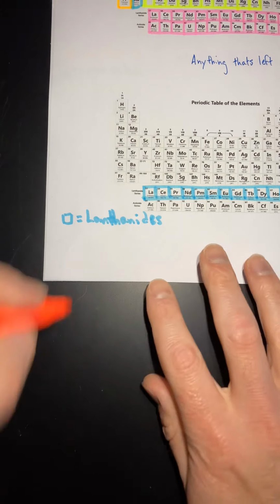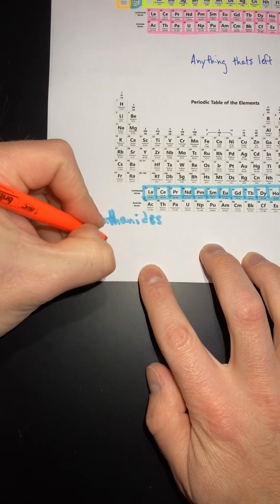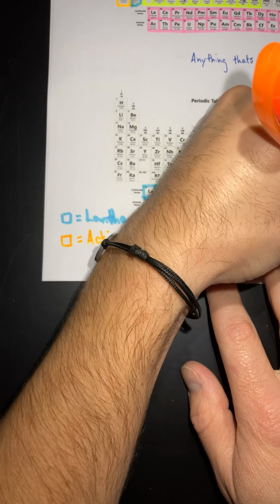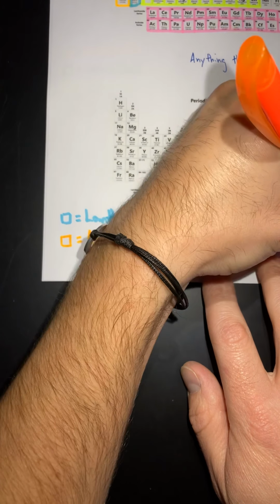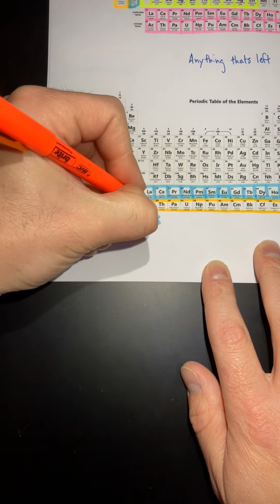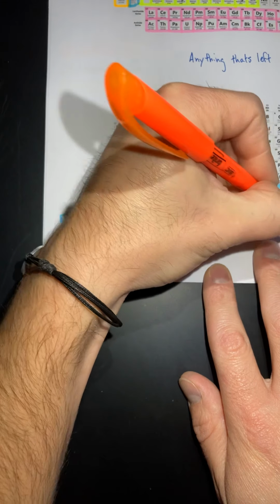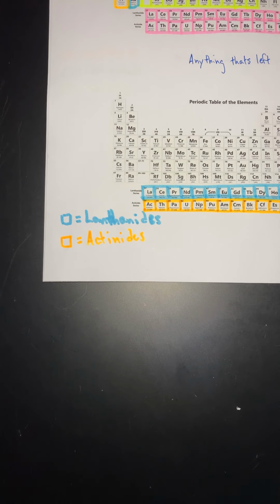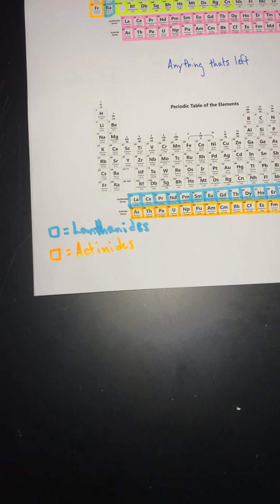The other one is called the actinides, and that is the bottom row. All right, the only other group, but it's a big group.